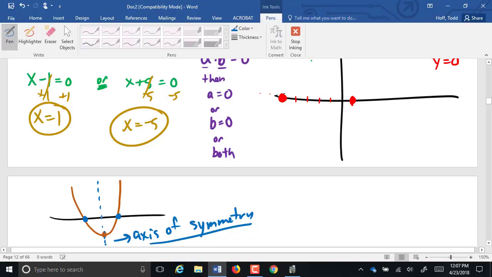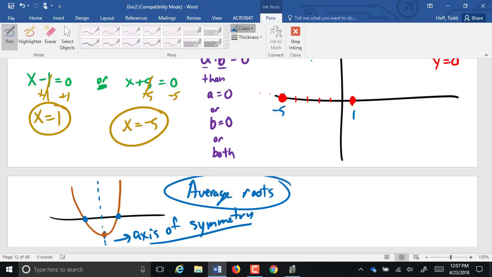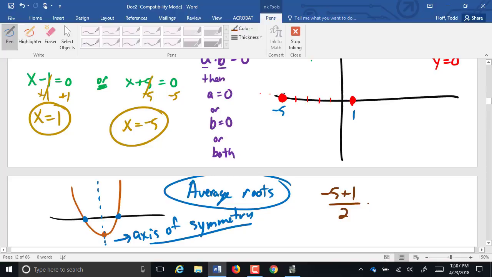To find the axis of symmetry, since it's going to be exactly between the roots, we just look at the average of the roots. So we have roots at -5 and +1. The average of those: -5 plus 1 over 2. Make sure you hit equals before you divide by 2. -5 plus 1 is -4. Divided by 2 is -2. So that axis of symmetry is here at -2.